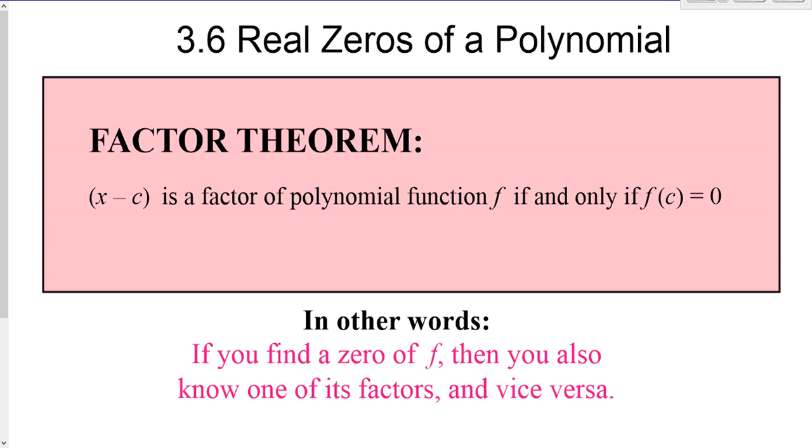All right, mathletes, here's 3.6, real zeros of a polynomial. The big theorem we'll be working with here is: x minus c is a factor of a polynomial function f if and only if f at c is equal to 0. In other words, if you find a 0 of f, then you also know one of its factors, and vice versa. All right, so let's see how this works out.